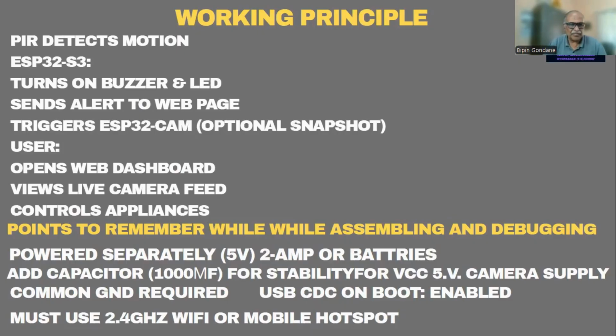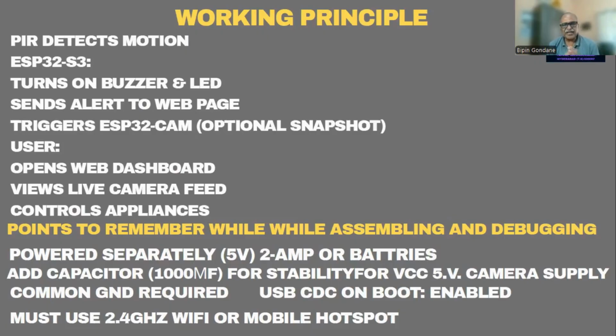Okay. Now, a very important point to remember while assembling and debugging. A few points I'm just telling you. Power separately, 5 volts, 2 amp, or the batteries, for the circuit. Add capacitor 1000 microfarad between plus and minus for stability for VCC 5 volt, which is given to the camera module. Right? Common ground is important. That means the ground which you are using for this microcontroller and that microcontroller, C3 and CAM, you have to give common ground connection. That you have to keep in mind.